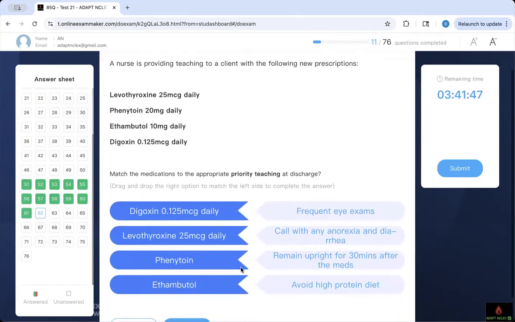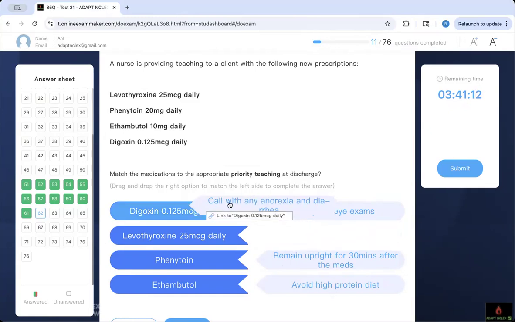Now, this is providing teaching to a client with a new prescription. Match the medication to the appropriate priority teaching. Levothyroxine, phenytoin, ethambutol, digoxin. What do you know about them? Who needs frequent eye exams? Who needs to call the doctor if they have nausea or diarrhea? Who needs to remain upright for 30 minutes after the medication? Who needs to avoid a high protein diet? Prioritization, pharmacology. Pair them. Stop the video. Pick your answer.